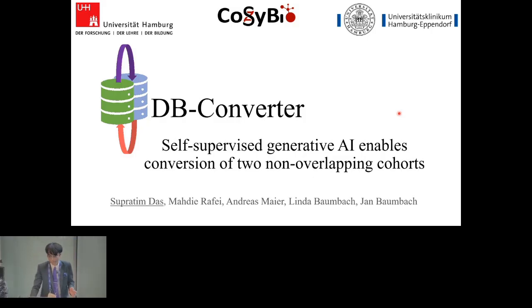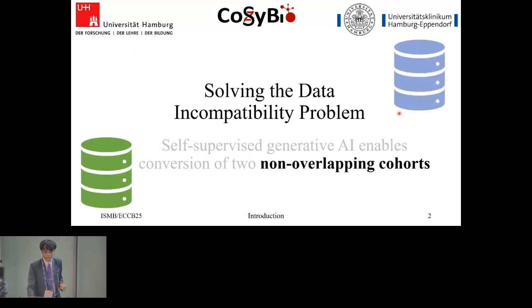So what I'm going to present is our tool called DB Converter, which is a self-supervised generative AI that enables conversion of two non-overlapping cohorts. So basically, we're solving the data incompatibility problem for non-overlapping data cohorts.